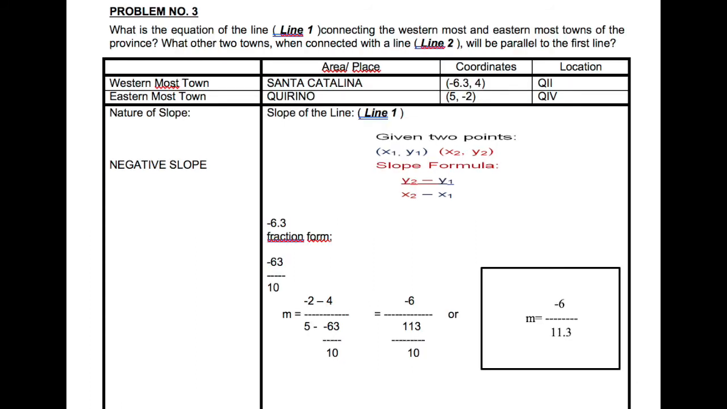Problem number 3. What is the equation of the line connecting the westernmost town, which is Santa Catalina, and the easternmost town of the province, which is Quirino? The formula for finding the slope is delta y over delta x. Substituting it with the given coordinates, we have negative 2 minus 4 over 5 minus negative 6.3. Now we have to convert negative 6.3 into its fraction form, which is negative 63 over 10. So we're left with negative 6 over 113 over 10, or negative 6 over 11.3, a negative slope.